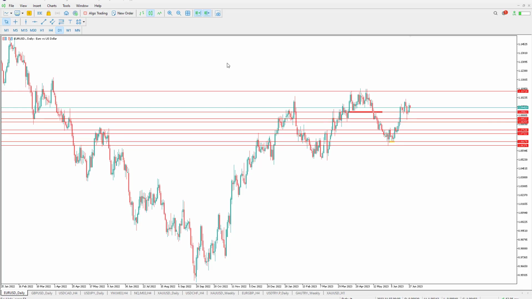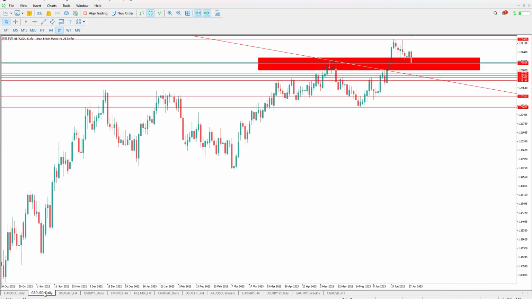Today I'm going to start with the euro against the American dollar on the daily time frame. As you can see on the chart, the pair is reaching very soon 1.10, 1.11, which is a strong resistance area. So I'll be bearish as long as the pair is trading below this area. On the other hand, if this area is broken, I would go long.